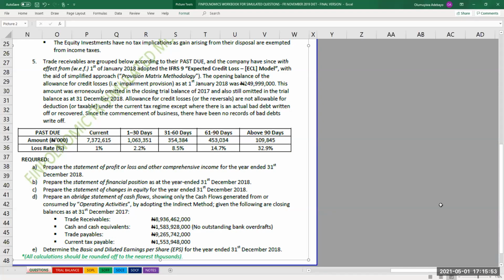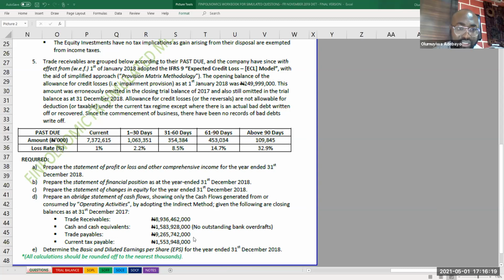Five, trade receivables are grouped below according to their past due, and the company has since, with effect from 1st of January 2018, adopted the IFRS 9 expected credit loss model with the aid of simplified approach, provision matrix methodology. The opening balance of the allowance for credit losses, that is implemented. What is in the brackets is provision matrix methodology, not profit.